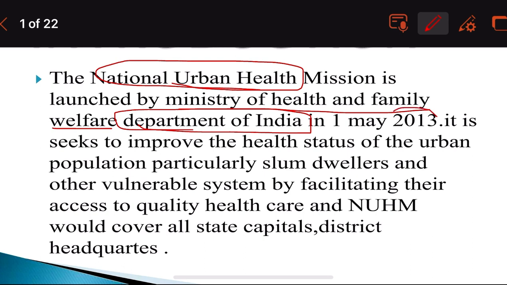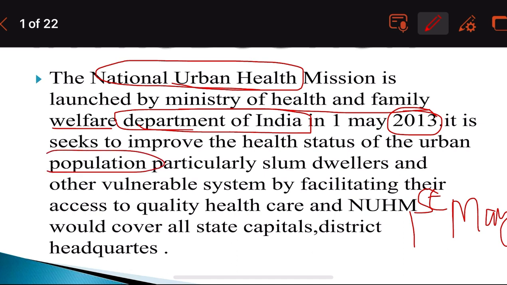It was launched on 1st May 2013. It seeks to improve the health status of the urban population. So the National Urban Health Mission seeks to improve the health of the urban population, obviously.